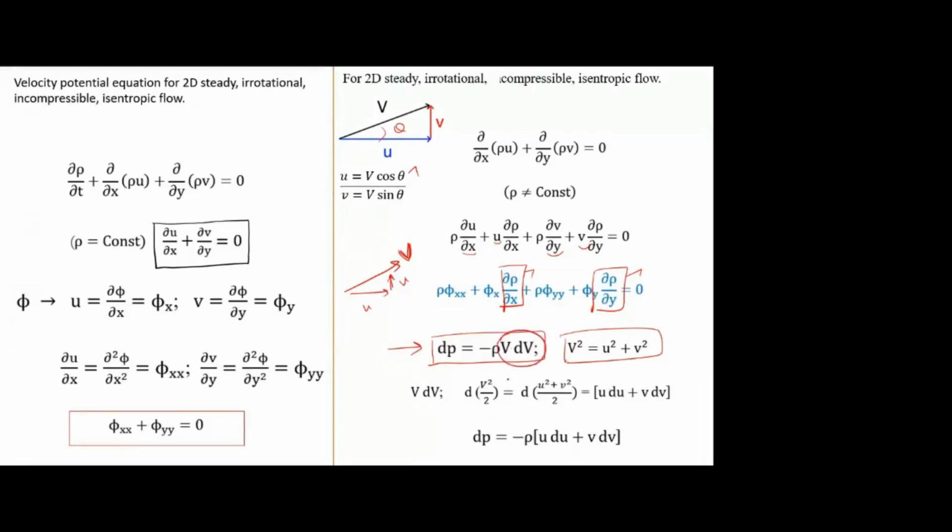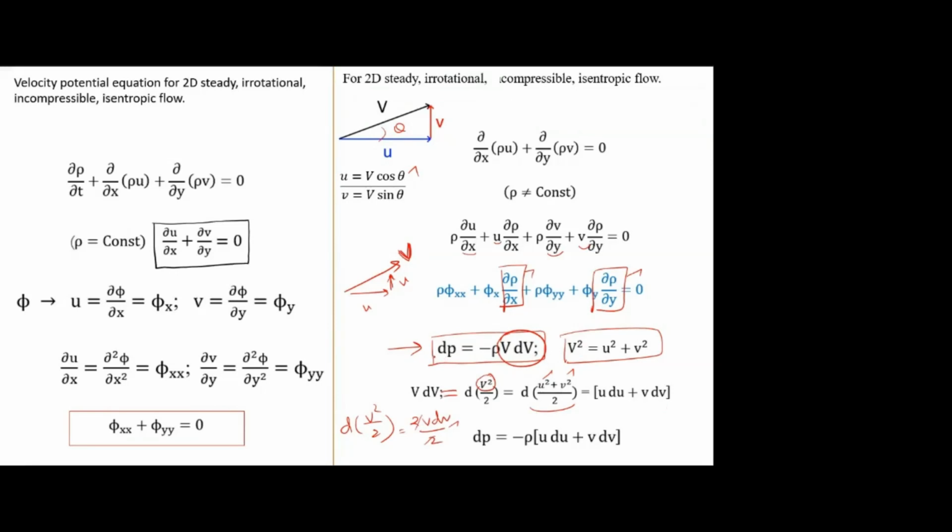So this V dV, I can write it as d of V square by 2, because if you differentiate V square by 2, you will get 2V dV by 2, the 2 gets cancelled, and you will get V dV. So instead of this V dV, I am writing d of V square by 2, and instead of this V, I am taking two components, u square plus v square. Then again this one can be written in the same way, u du plus v dv.